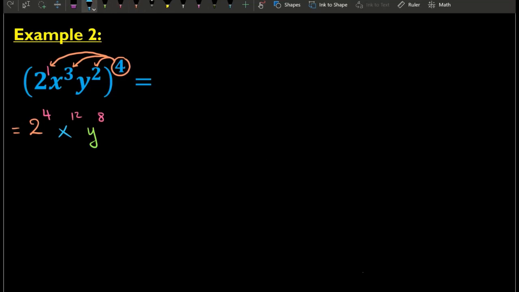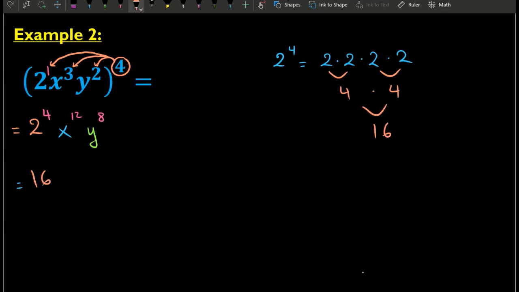Alright, so the answer is 2 to the 4, x to the 12, y to the 8. Normally when you see this problem, they will ask you to evaluate, which means go ahead and solve for it. So we need to know what is 2 to the 4, which is 2 times 2 times 2 times 2. 2 times 2 is 4, 2 times 2 is 4, and 4 times 4 is 16. So the answer is 16, x to the 12, y to the 8th power.